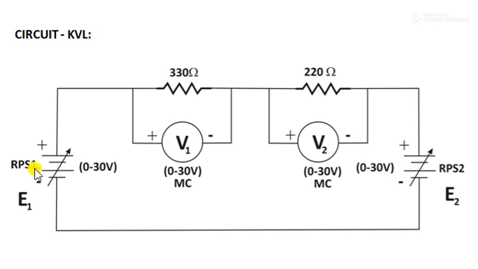Here 2 RPSs are required, E1 and E2, and in series with one RPS, a 330 ohm resistance is connected. After that 220 ohm is connected, and then it is connected to the other RPS, and again it is a closed path. Now across these resistances we need a voltmeter of 0 to 30 volts moving coil, and one more voltmeter of 0 to 30 volts moving coil. Why is a voltmeter required? Because in KVL we need to measure the voltage drop across the resistances. So this is the circuit diagram connection for KVL: E1 and E2, these resistances and voltmeters.